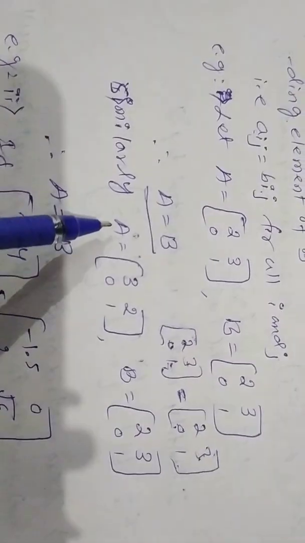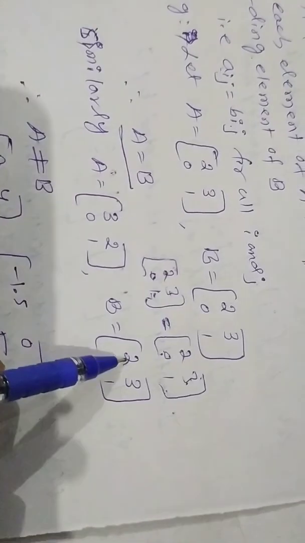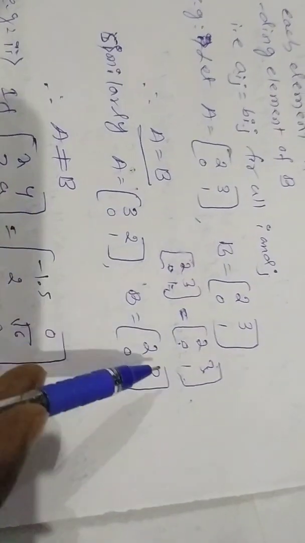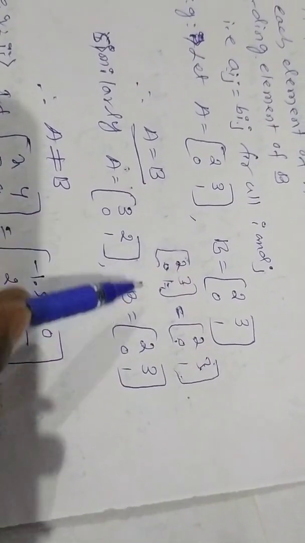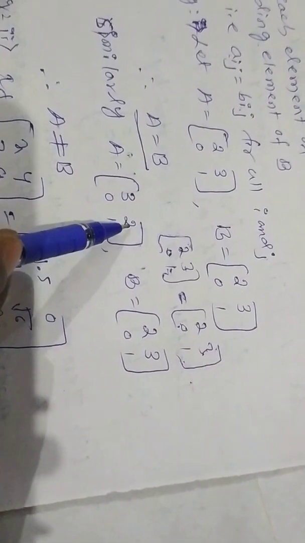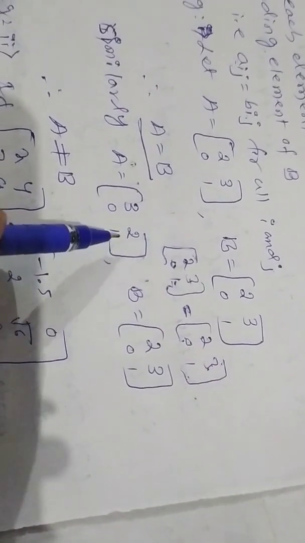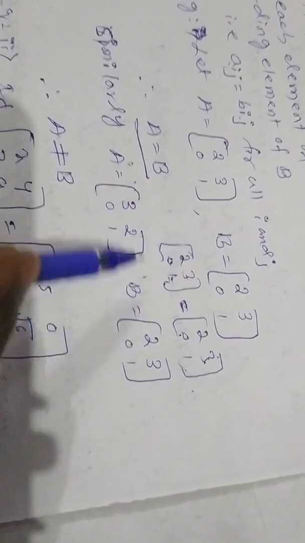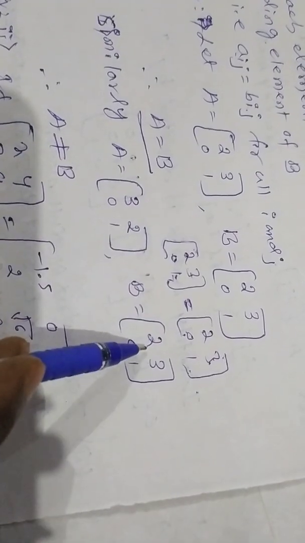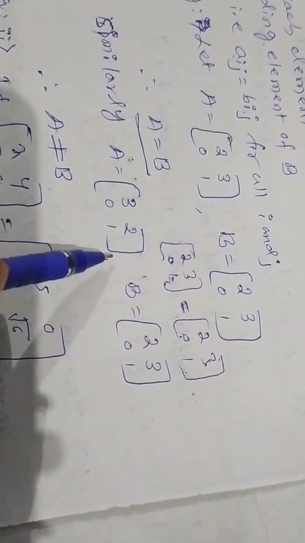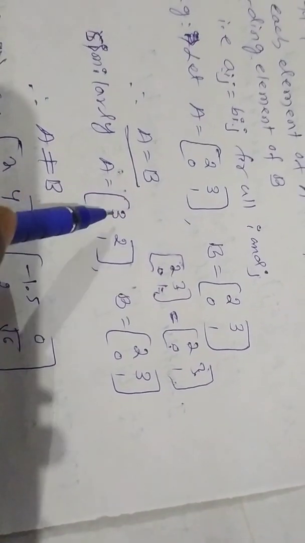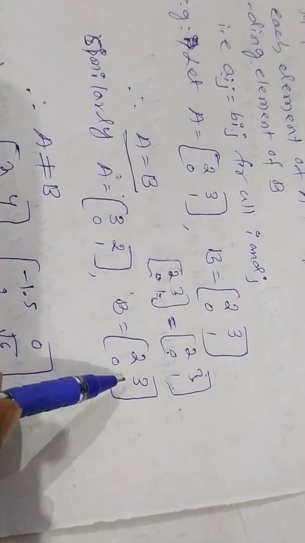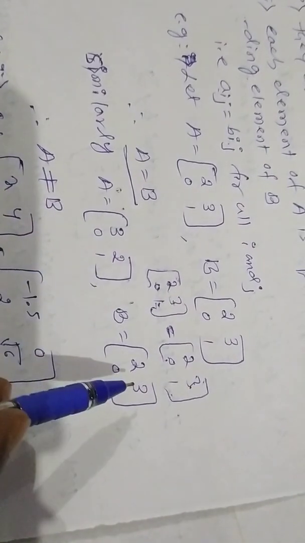Now similarly, consider another example. A equals 3, 2, 0, 1 and B equals 2, 3, 0, 1. See here, first row first column is 3, here first row first column is 2, so the corresponding elements are not equal. Rest of the elements are the same. In place of 3, here 2, in place of 2, here 3, so the corresponding elements are not equal, but they have the same order. Even though they have the same order, they have different corresponding elements, hence they are not equal.